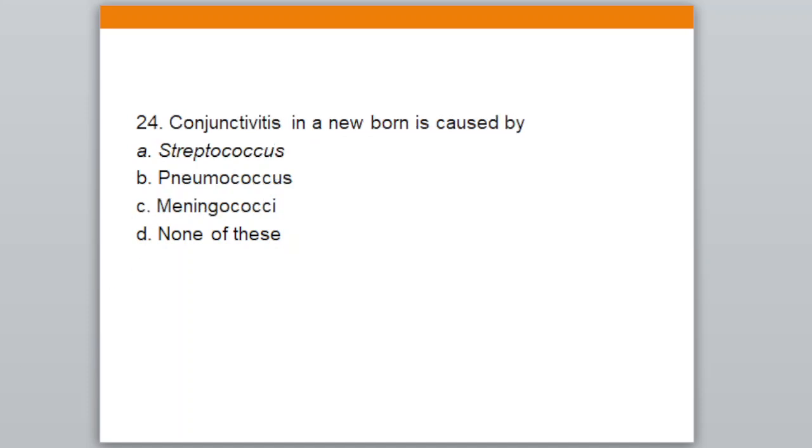Question 24. Conjunctivitis in newborn is caused by A. Streptococcus, B. pneumococcus, C. meningococcus, D. none of these. So your correct answer is A, Streptococcus.